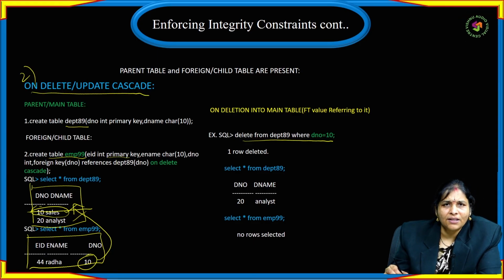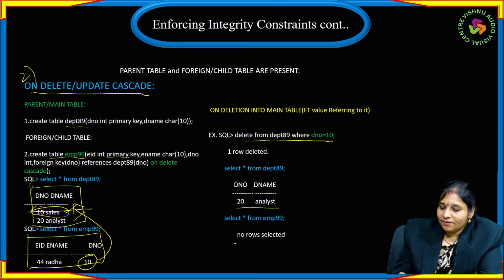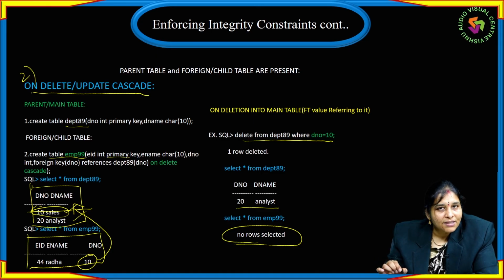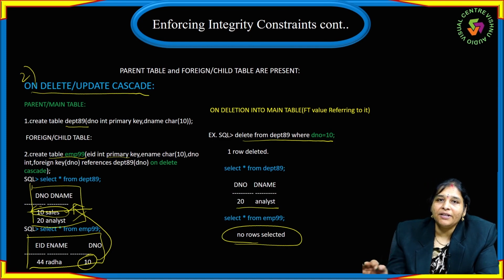Now let us check whether that row has been deleted or not. First give select star from department 89. If I observe carefully, previously I had 10 and 20. Now I have only 20 analyst. Now check out select star from employee 89. I see no rows selected. What does that mean? It means cascading: whenever a child table is referencing it, if you delete it in the main table, automatically the child table rows are also deleted.